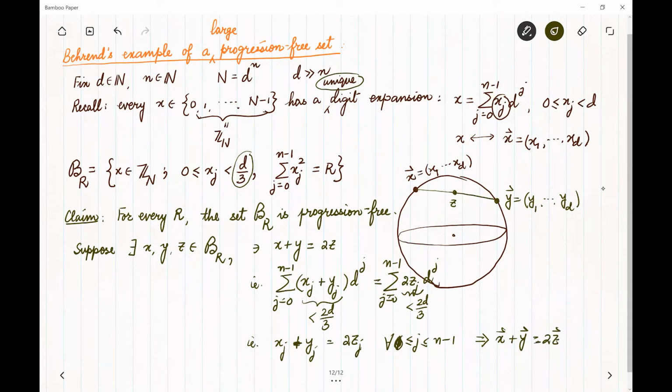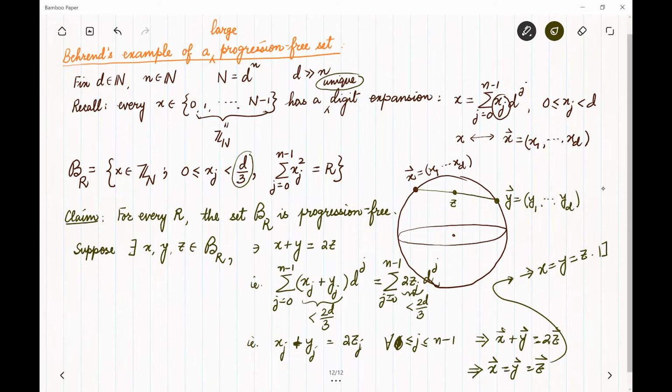And because they lie on the sphere, the only way this is possible is for these 3 points to be identical, which means, of course, that as integers, x, y, and z have to be the same. So there is no non-trivial three-term arithmetic progression in a Behrens set. Okay, now comes the part where this is progression free, but is it large? Now let's tackle that one.